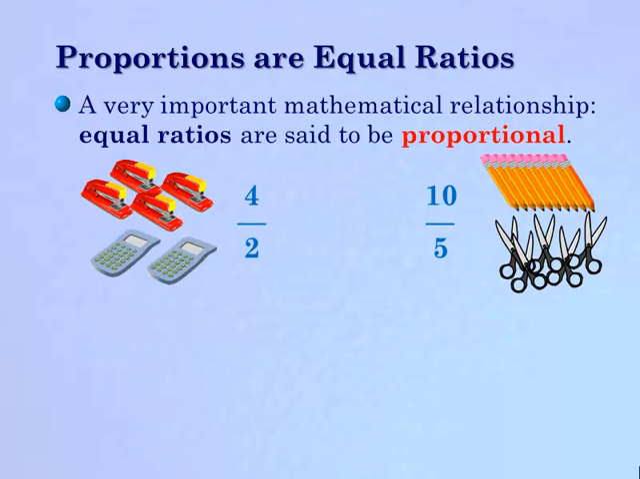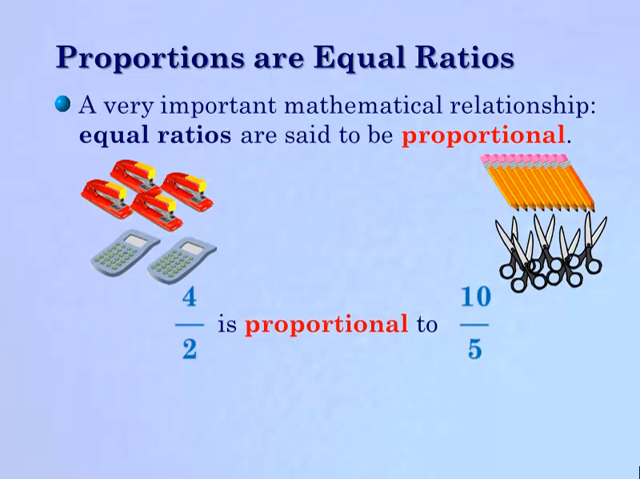Now, proportions are equal ratios. So the concept of a proportion is very important to mathematics and very important for you in solving your problems in photonics. So we have, for example, two ratios, 4/2 and 10/5, and those are said to be proportional because they're equal. 4/2 is equal to 10/5. They both have a value of 2.